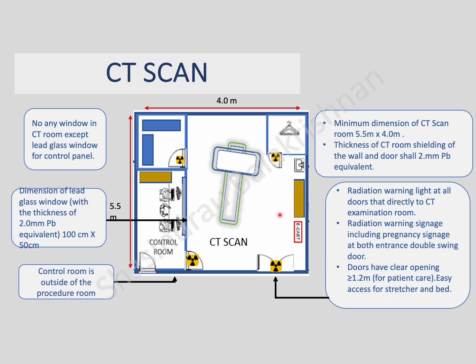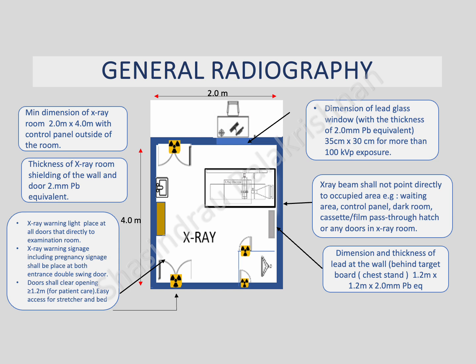Doors with a clear opening of at least 1.2 meters facilitate easy access for stretchers and beds, ensuring smooth patient transport. The CT room contains no other windows besides the lead glass to maintain controlled radiation protection. The minimum dimension for a general radiography room, with the control panel located outside, is 2.0 meters by 4.0 meters, providing sufficient space for safe patient positioning and equipment use.